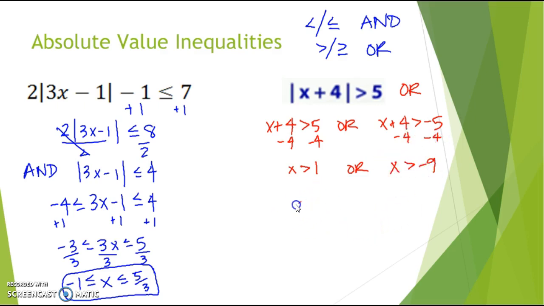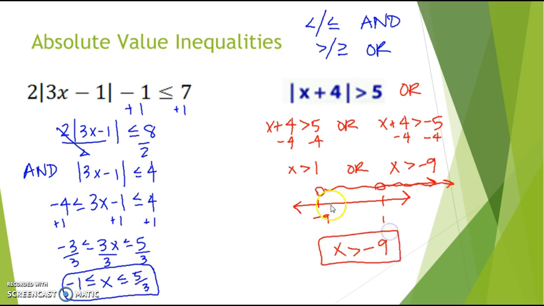Now anytime we have or, we want to look to see if we can consolidate. So let's see, the smaller one's negative 9, the bigger one's 1. Both of them have an open circle and both are pointed to the right. So that looks like the negative 9 overpowers the 1, so my answer is just going to be x is greater than negative 9. It includes the greater than 1, so we don't have to write both. And that's everything that's going to be on your quiz tomorrow.